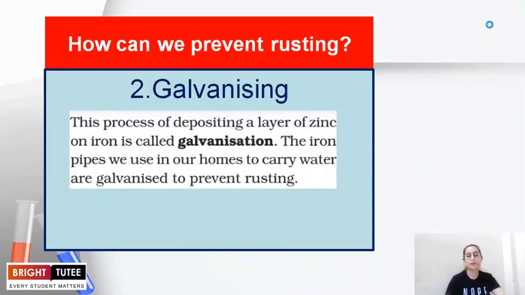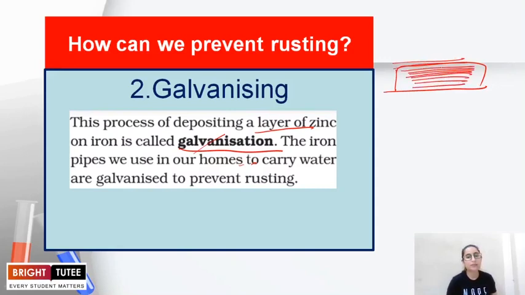Another thing that can protect our iron articles is galvanizing, basically galvanization. What is galvanization? The process of depositing a layer of zinc on iron is called galvanization. What are we doing? In this process, you have an iron article and you are applying a layer of zinc on it. Now, zinc metal does not get rusted easily. It takes time to catch rust.